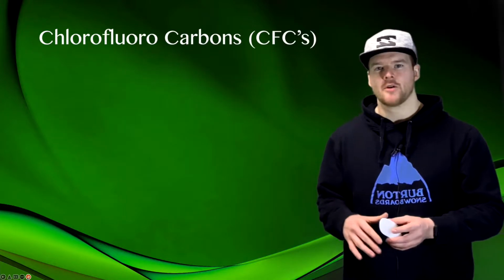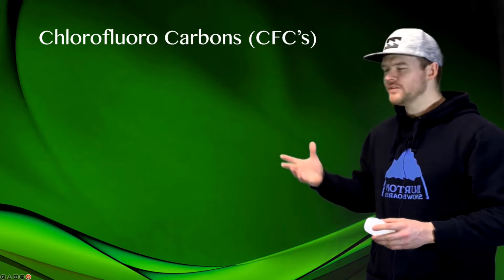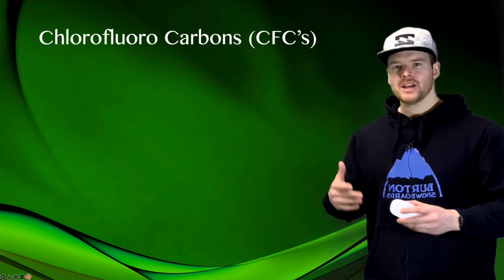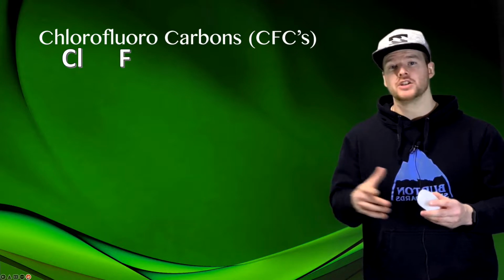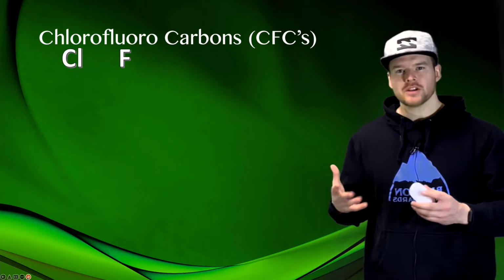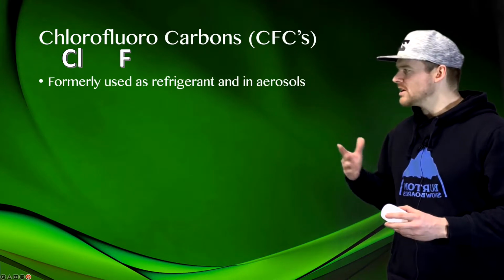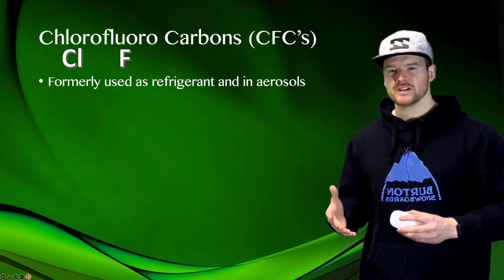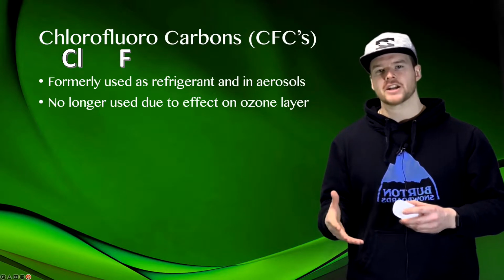Now before we go into how to name some of these, you may have heard about some of these before, because in previous science courses you may have heard the term chlorofluorocarbons. And now that we know that chloro and fluoro just means chlorine and fluorine bonded to a hydrocarbon, we have a better understanding of what they are. Usually when they're talked about in other science courses, it's about their effect on the ozone layer. So what CFCs, chlorofluorocarbons, are is that they were previously used in refrigerants and aerosols, but they're no longer used because they have a damaging effect on the ozone layer.